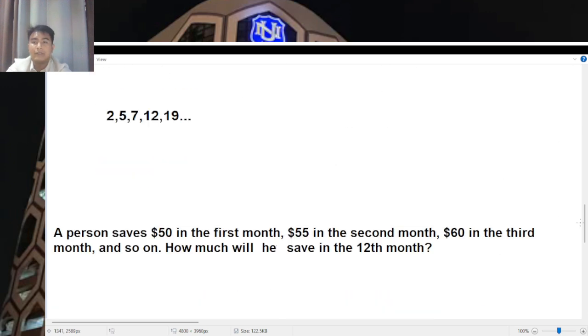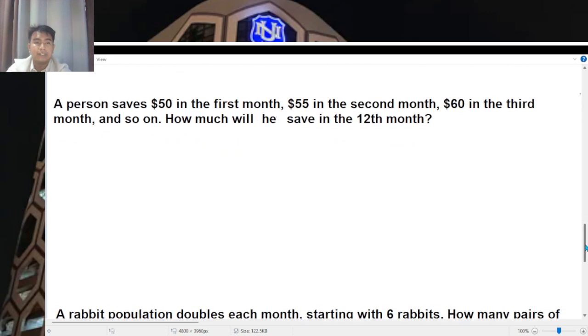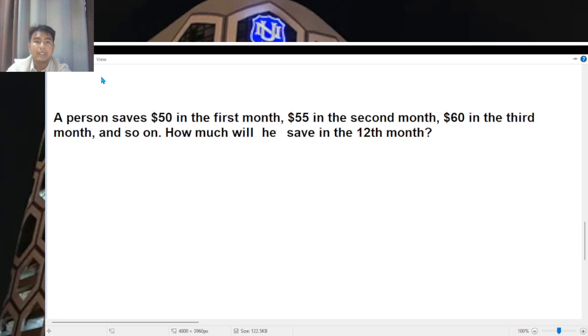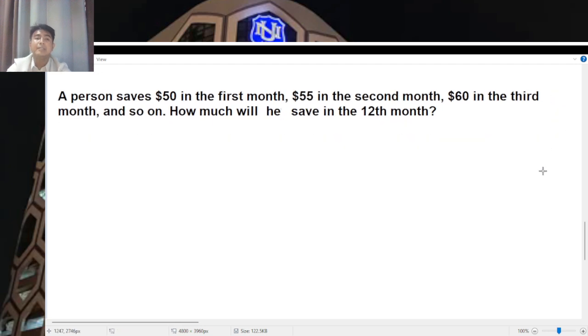Okay, how about this thing? How about this word problem? Okay, so I hope you can see that. Okay, let me just read it for you for a while. A person saves $50 in the first month, $55 in the second month, and $60 in the third month, and so on. How much will he save in the 12th month?